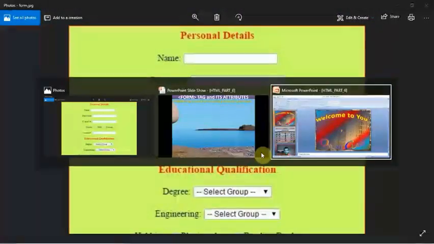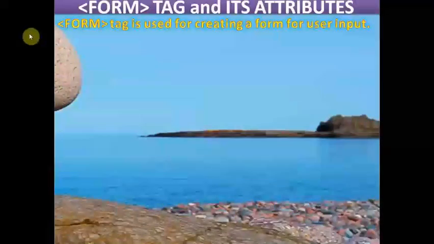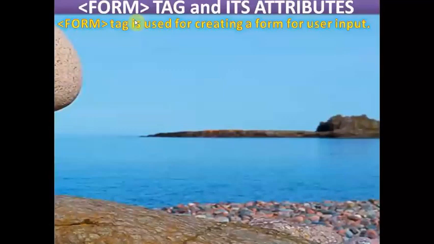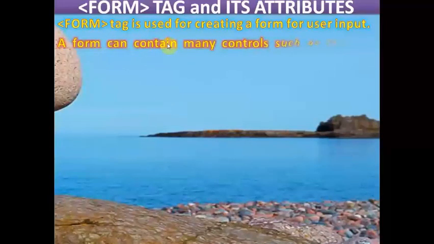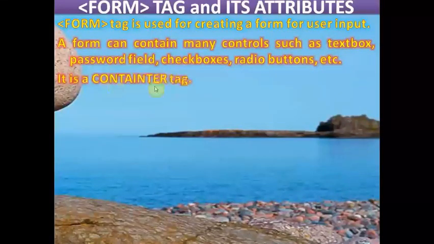Again, come to our presentation. Here you can see which is the basic tag, the main tag for creating the form on the web page. First number you have to give form tag, and you have to remember a form can contain many controls such as text box. On the form we can see different types of control: text box, password field, checkbox, radio buttons, drop down list, and many more. Next number, it is also a container tag.